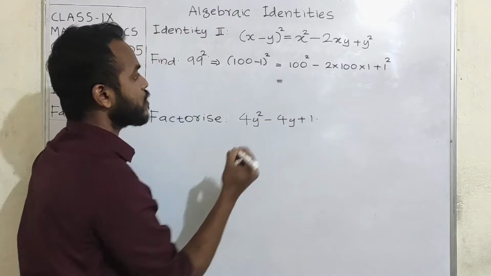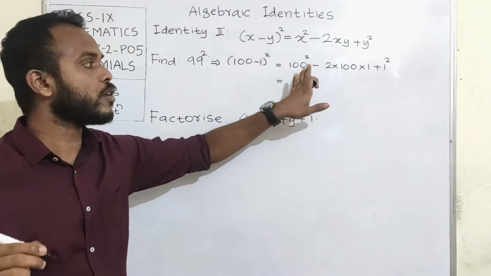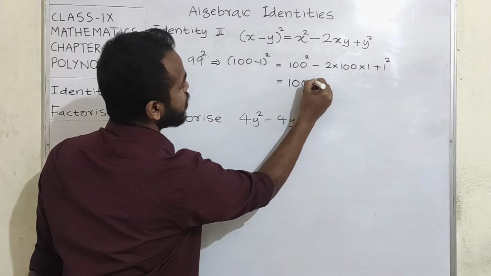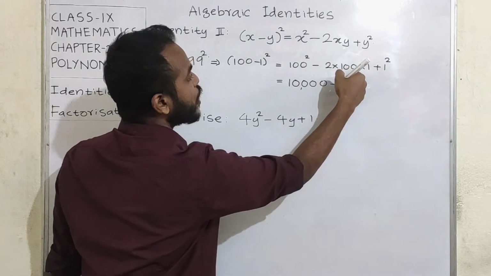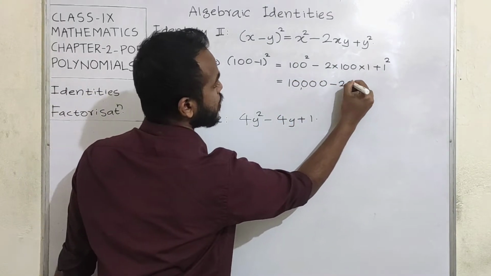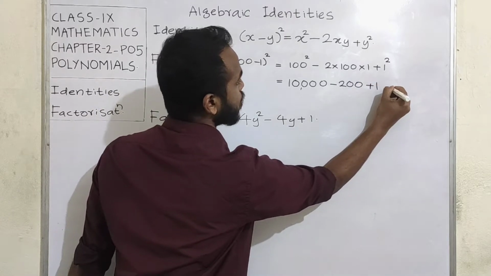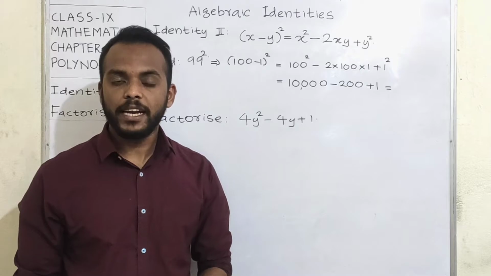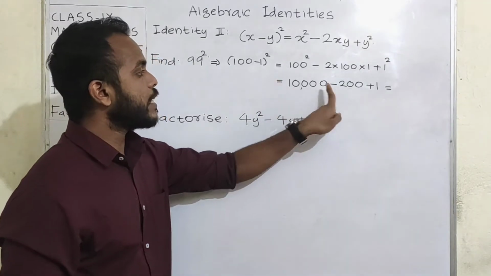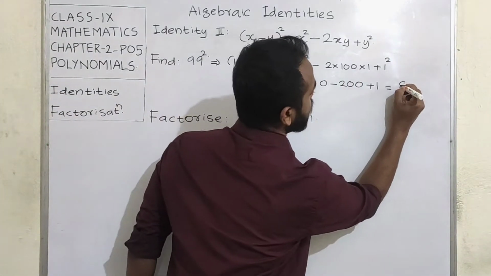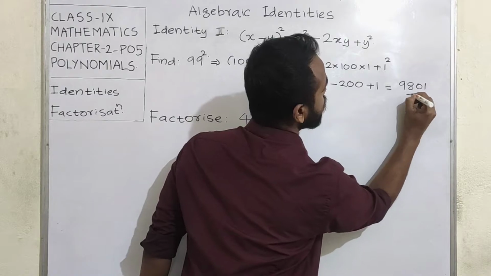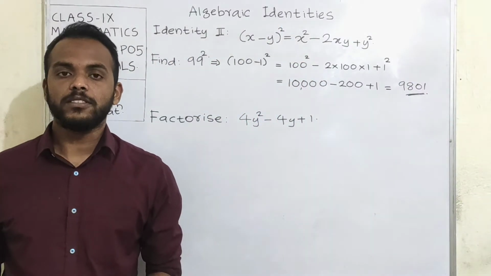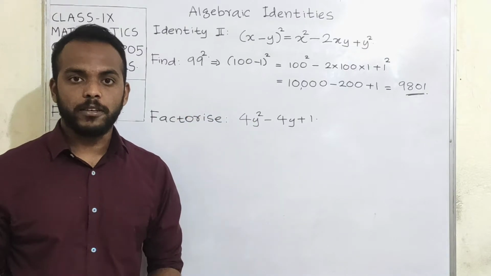Then what's the square of 100? It is 10,000. So it's 10,000 minus 2 into 100 is 200 plus 1. Now we can easily write 10,000 minus 200 is 9,800. 9,800 plus 1 is 9,801. So in two steps we can find the squares of numbers of complex order.